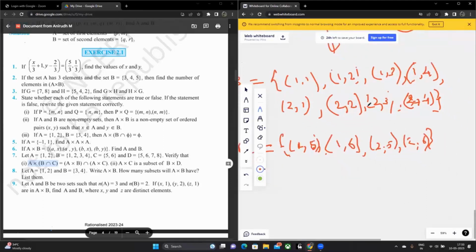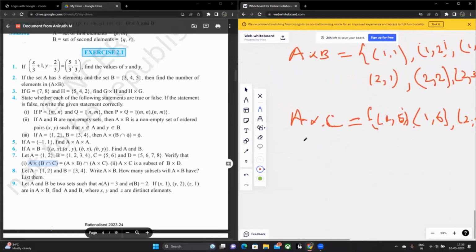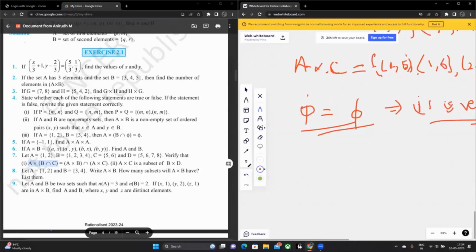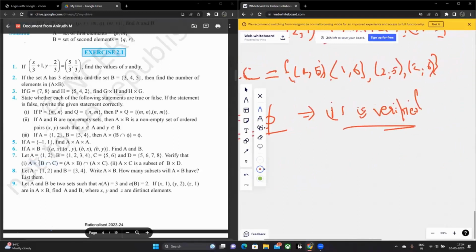And you can see that there is quite literally zero overlap between the elements of A cross B and the elements of A cross C. So the intersection of A cross B and A cross C is again a null set. So you have the simplified equation ∅ equals ∅, which means that principle number 1 is verified. That's 1 taken care of. It's verified for the given values of A, B, C, and D.